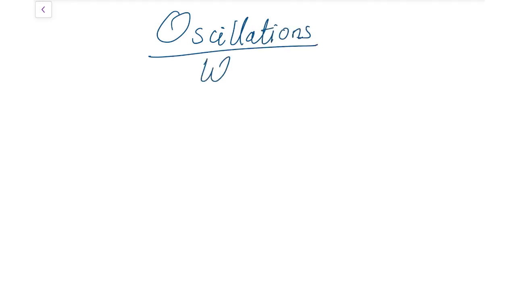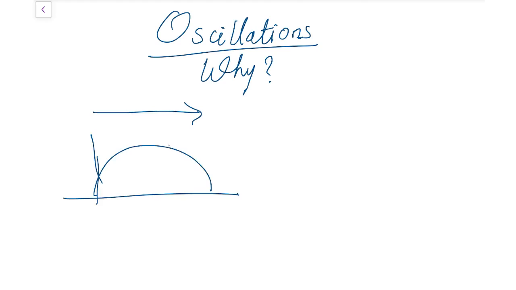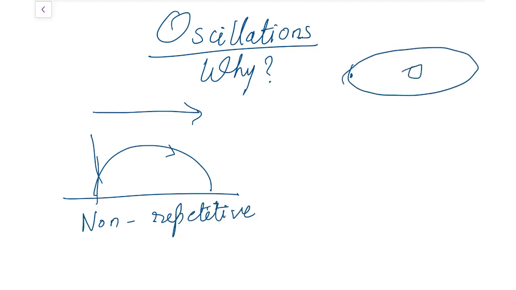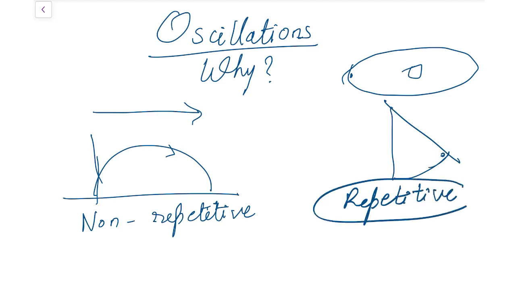Now you might be wondering, why do we need to study oscillations? Well, in our daily life we come across a lot of kinds of motion, for example rectilinear motion or projectile motion. These kinds of motion are non-repetitive in nature. There are some other classes of motion, for example, the motion of Earth around the Sun or a child swinging in a swing. Such kinds of motion are repetitive in nature. The focus of this chapter, Oscillations, will be to understand such repetitive motions better.